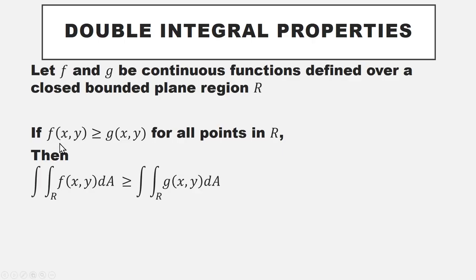Think about these as surfaces. We're saying if the F surface is always higher than the G surface, then the volume is always going to be bigger. So if for every point in the region, F is higher than G, then the volume of the object under F is going to be greater than the volume of the object under G. That should be fairly self-explanatory.